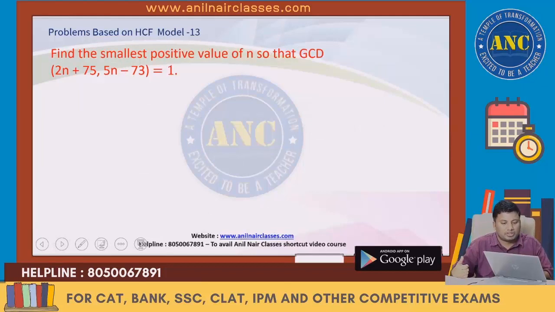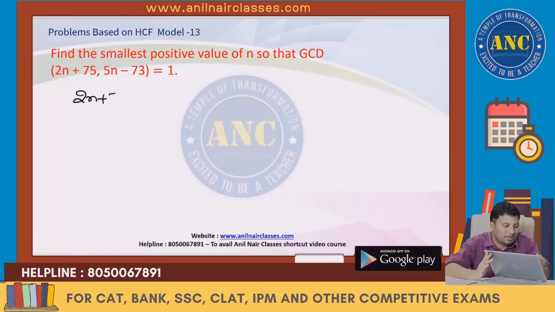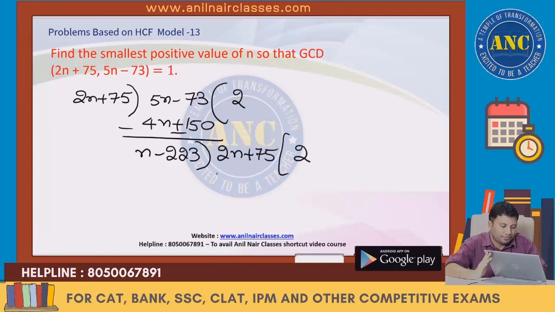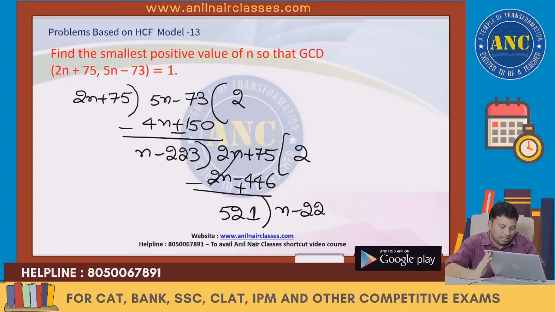Find the smallest possible value of n such that GCD is not equal to 1. 2n plus 75 is dividing 5n minus 73. 2 times that is 4n plus 150, minus... n minus 223 divides 2n plus 75, 2 times. 2n minus 446, minus, plus, it is 521 divides n minus 223.